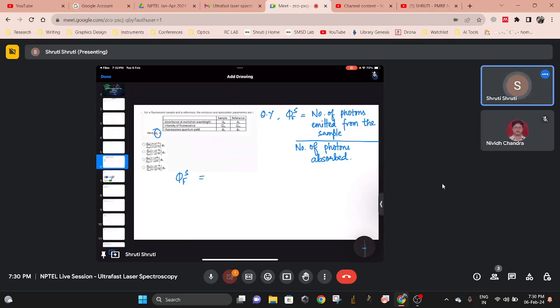The number of photons emitted is the emission, and the number of photons absorbed, let's write it as the intensity of absorbance for the sample. Similarly, we can have an expression for the reference R, emission. So this is an indirect way of measuring the quantum yield using a reference.